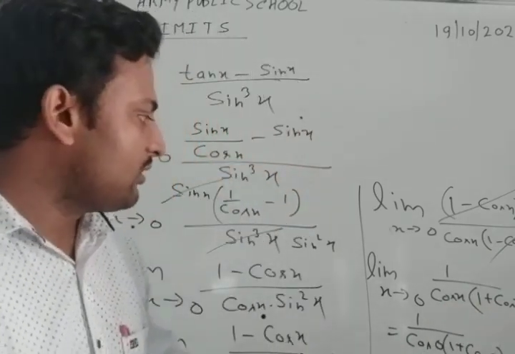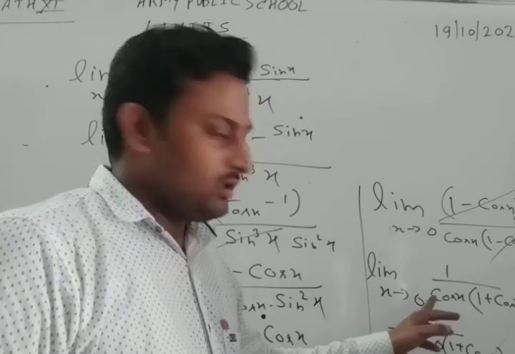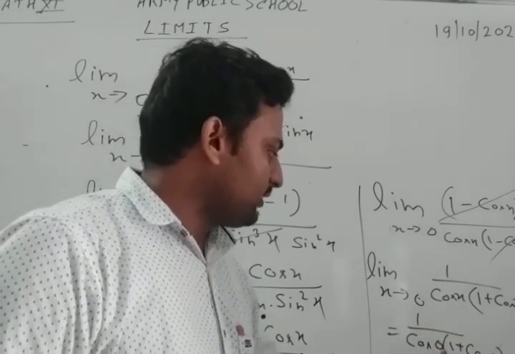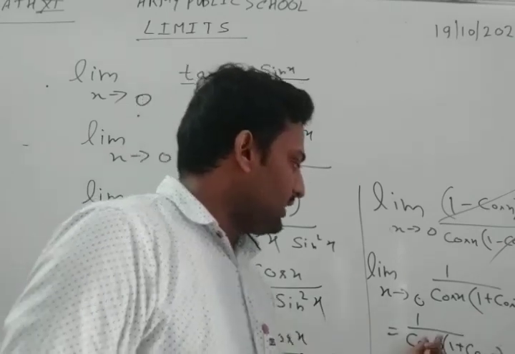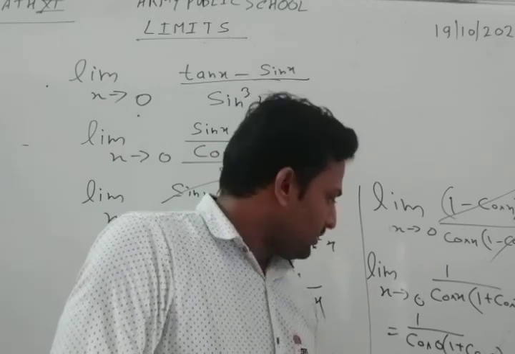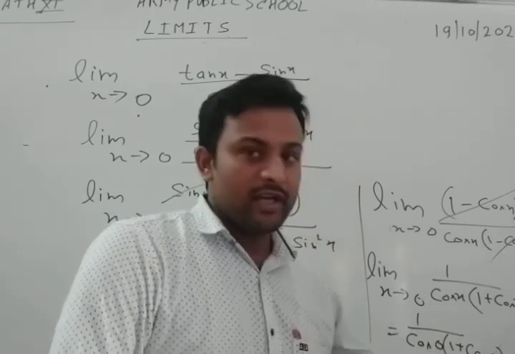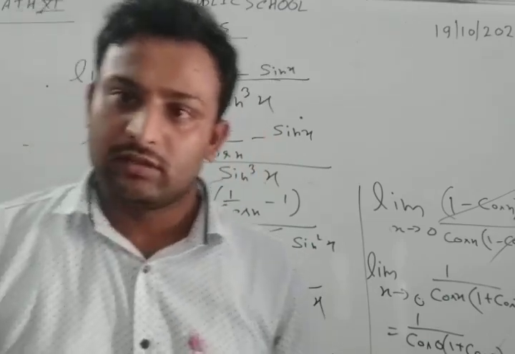Okay. Now put the limit x tends to 0. Here 0, and you know cos 0 is 1. So 1 by 1 times (1 plus 1). So we get 1 by 2. Okay. Thank you.